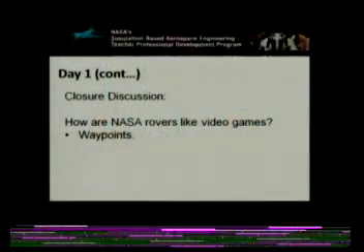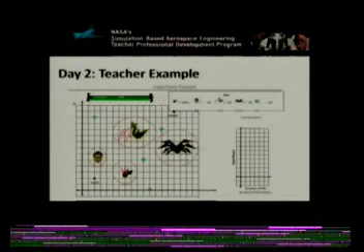And to finish off that day, to finish off that lesson, we would be having a discussion with our students, and the topic for that particular day would be how are NASA rovers like video games? And the idea of using waypoints is something NASA uses to navigate their rovers on a course, and a way to get around known obstacles such as craters and big boulders and the like.